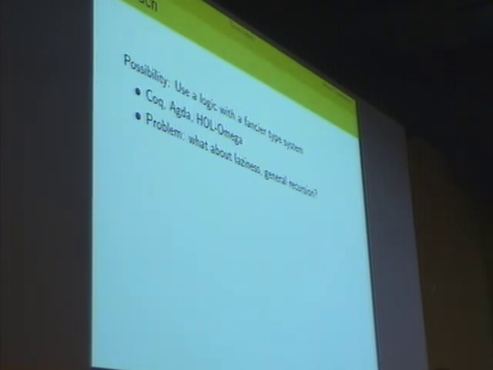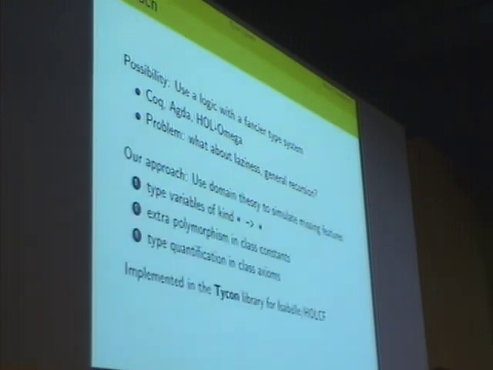But if we did that, then we would give up on a lot of the nice features we have in HOLCF. So we would give up on being able to reason about lazy data types, bottoms, general recursion, least fixed points, and so on. So it would be nice if we could reuse all the infrastructure that we have in HOLCF. So the approach that we went with was we'll just use domain theory to essentially simulate all those missing features of Isabelle's type system.